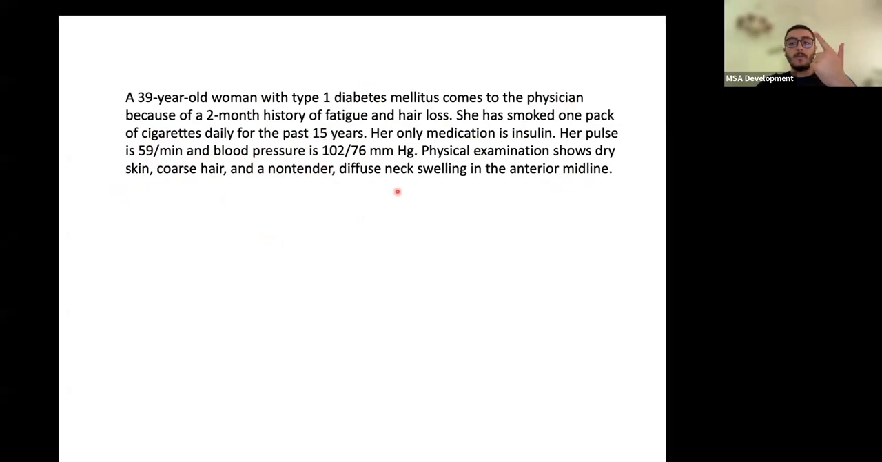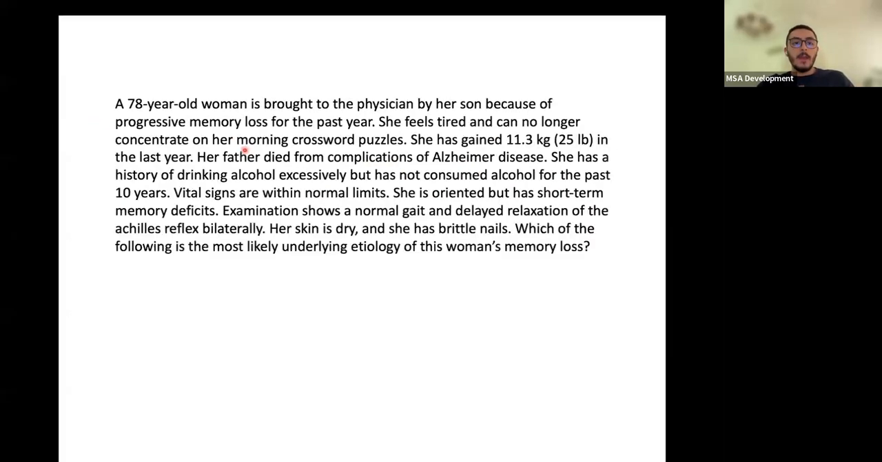Okay, 2 signs now of hypothyroidism. Dry skin, coarse hair, and non-tender diffuse neck swelling. So dry skin, no sweating, not warm, coarse hair as well. Goiter with hypothyroidism is a sign of Hashimoto disease, the autoimmune disease causing hypothyroidism.